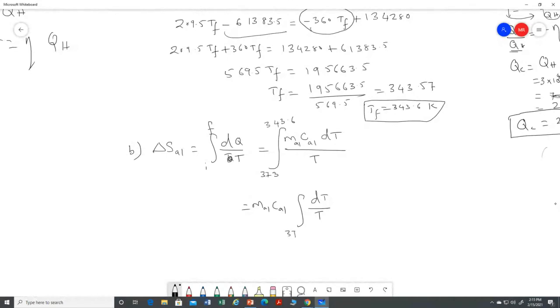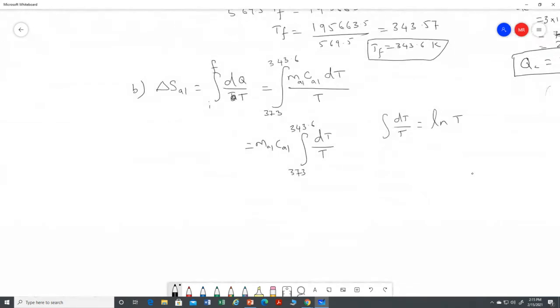So my initial temperature is 373. My final temperature is 343.6. So my dear, the integration of dT over T is nothing but natural log of T. Am I right? Yes. So I'm going to substitute this. Mass of the aluminium, specific heat capacity of the aluminium, and natural log of T. Here my T value is given as 373. That means my lower limit is 373 and my upper limit is 343.6. Am I right?